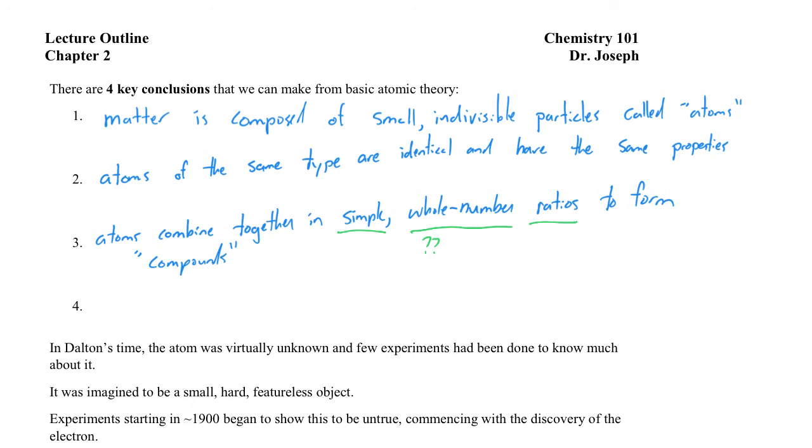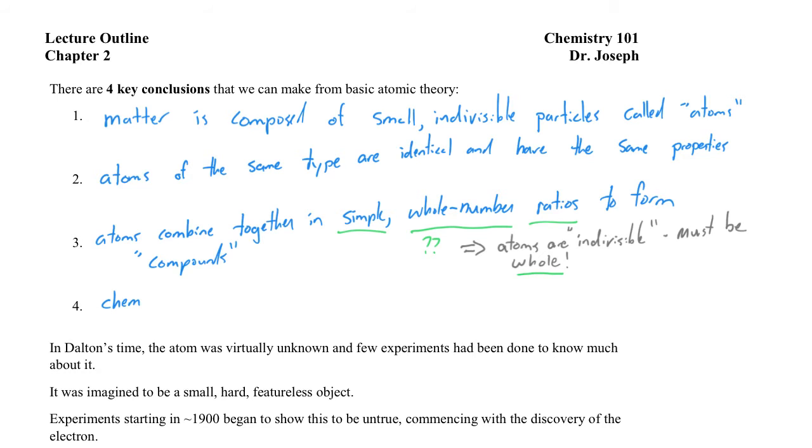What does he mean by simple whole number ratios for atoms combining? Well, what he means is that if atoms are indivisible, they would have to combine in whole number ratios. We can have one atom or two atoms combining with another one or two atoms, but we can't have fractional atoms. That's because he defined atoms as being indivisible.